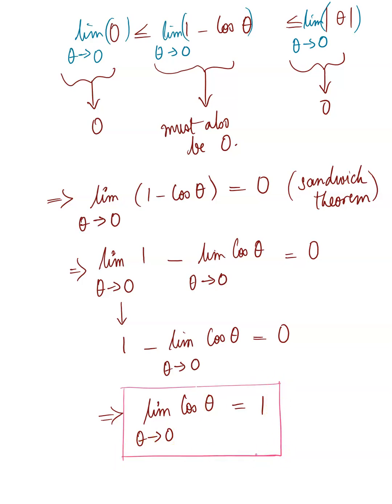Squeeze theorem helped us to find the limit for 1 minus cosine theta. The question wanted us to find just the limit of cosine theta. So we had a little more work, but we got it. So that's the power of sandwich theorem.